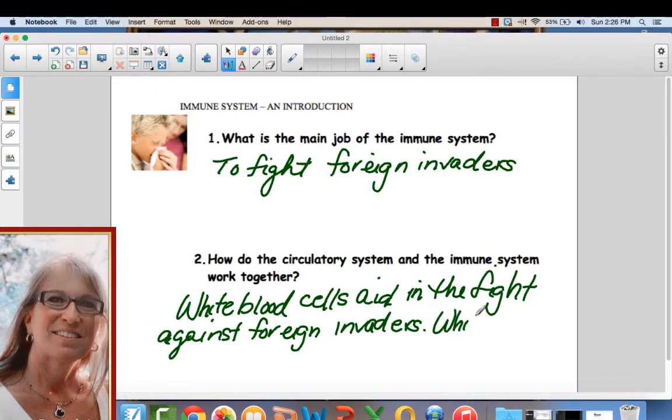And white blood cells are moved throughout the body by the circulatory system.